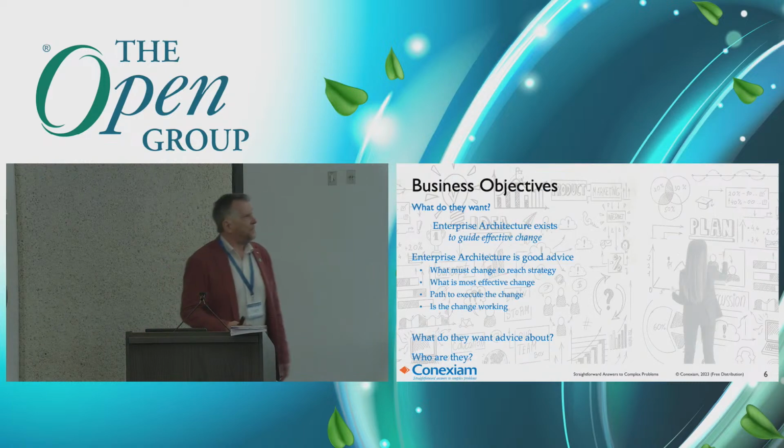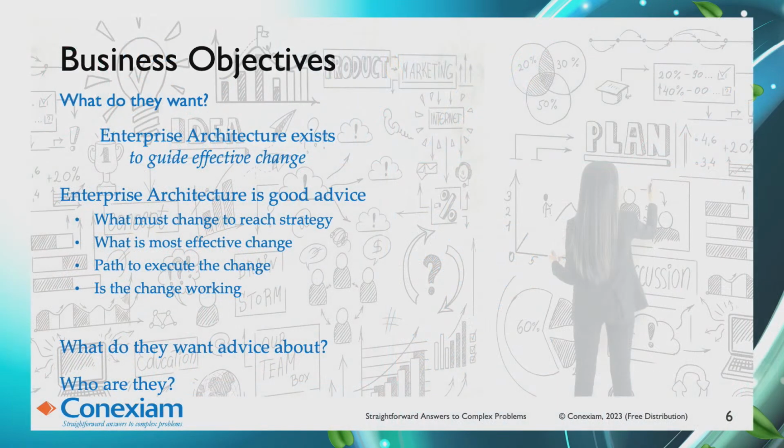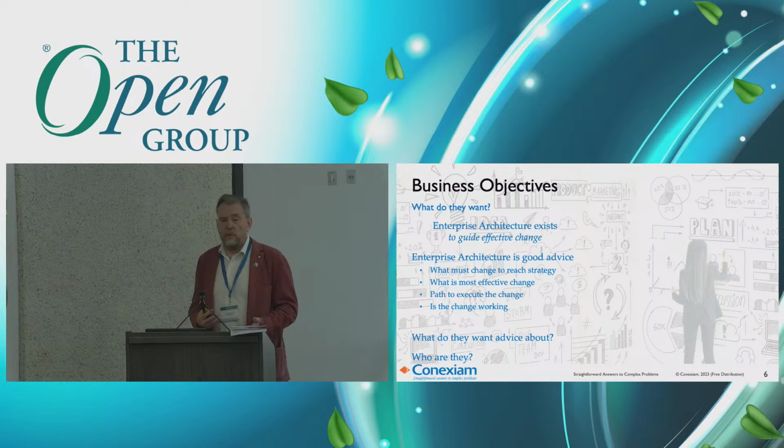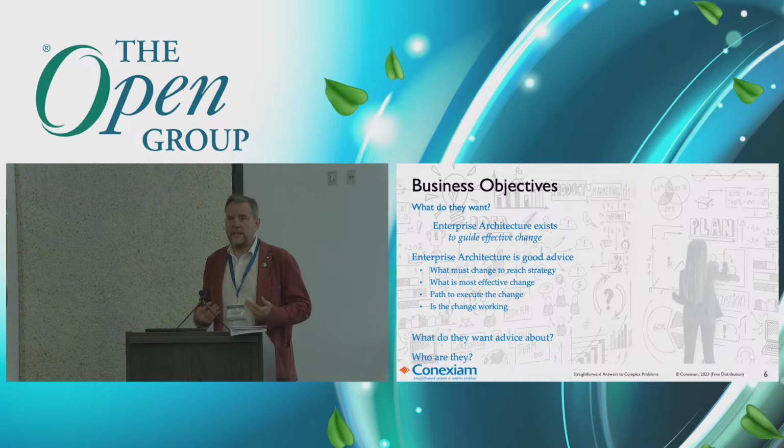Business objectives. Why do we do enterprise architecture? Guide effective change. Our organizations all want to get better. Help somebody get better. Enterprise architecture is good advice. What change is required to reach your strategy? What's the most effective change? What's the most possible change? What is the least risky change? Those are all the criteria that you'll use to guide change, but that's your purpose as an enterprise architect and enterprise architecture team.